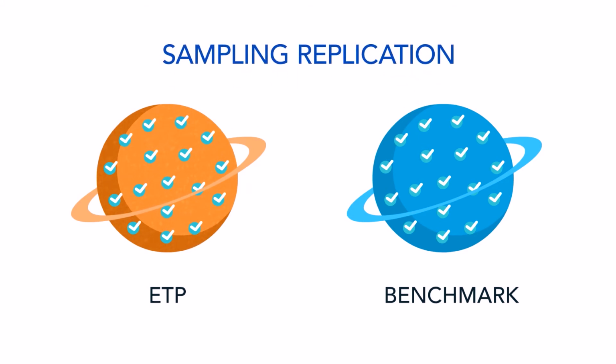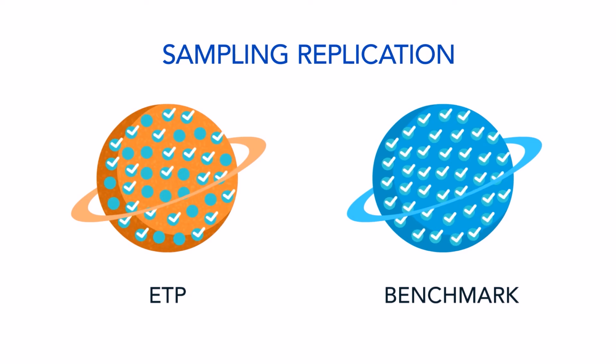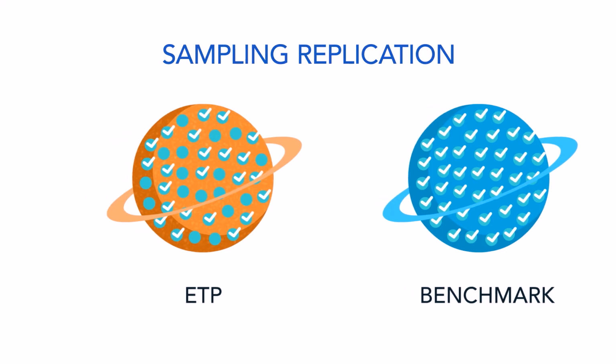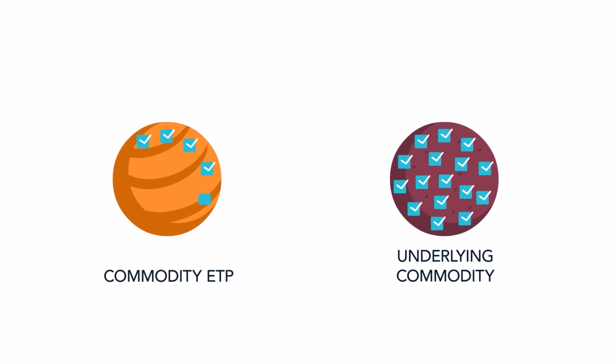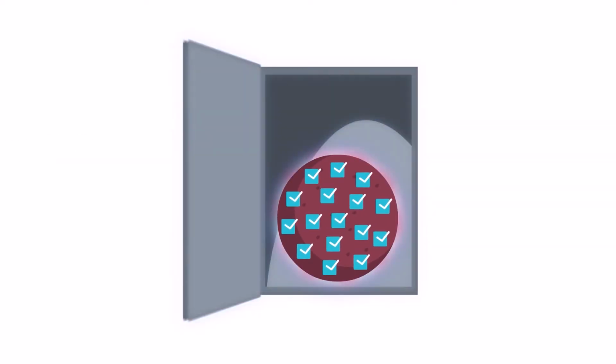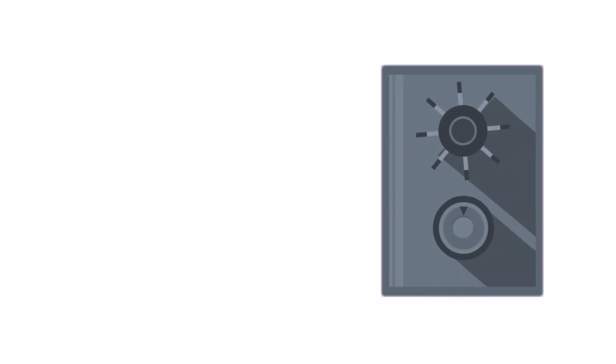Sampling is used when the ETP holds a portion or sample of the index constituents. This is employed if the benchmark contains a large number of assets which can change frequently. Commodity ETPs can also be physically replicated, backed by a specific quantity of the underlying commodity. However, this is only possible for assets which can be easily stored for long periods, such as precious metals.